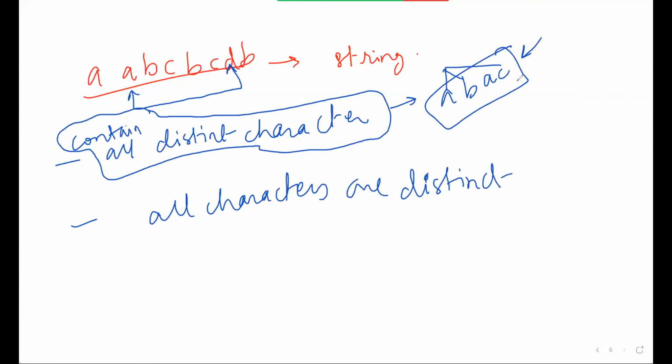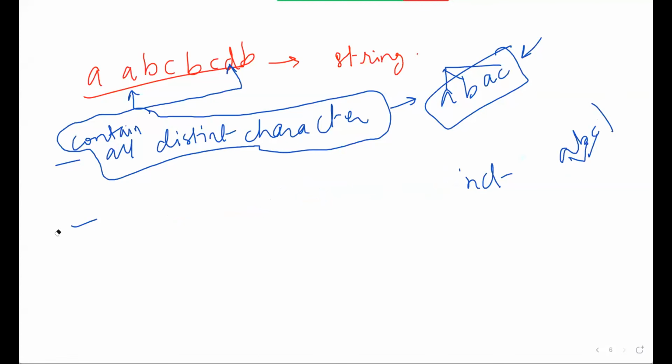So this is a string where I am having all the distinct characters. Suppose you have this string, and all characters are different. So this is like A, B, C. Here all characters are different. So these are two different kinds of strings. Okay, we have to check for the first case.